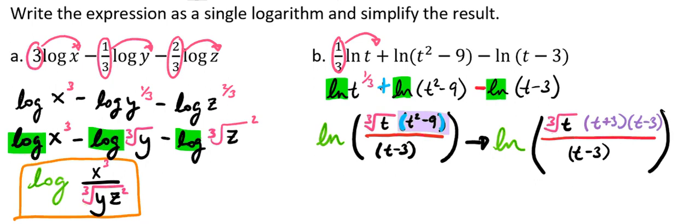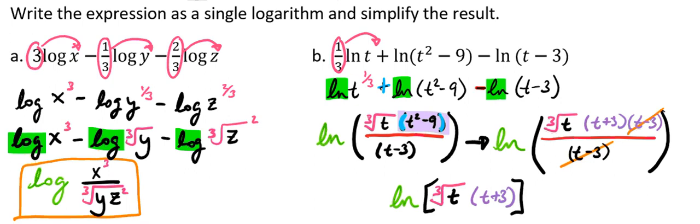And now we can say, what can we cancel out? What can we get rid of? On the top and the bottom, in both places, we have a t minus 3. So we can cancel that out. So our final answer here is going to be the natural log of the cubed root of t times t plus 3. We're multiplying all of that by that natural log. So maybe let's not use parentheses, let's use brackets. And this is going to end up being our final answer right here, our simplified final answer written as a single logarithm.